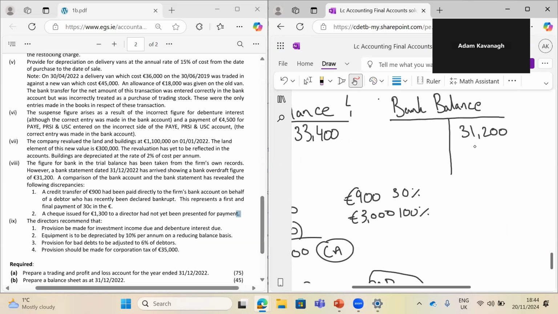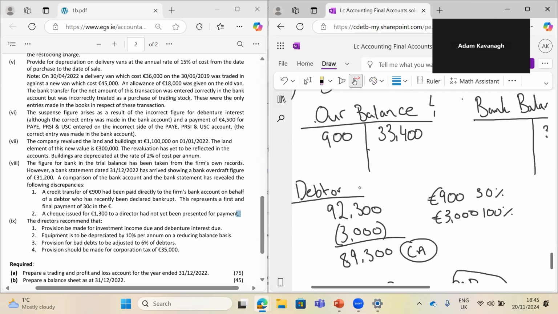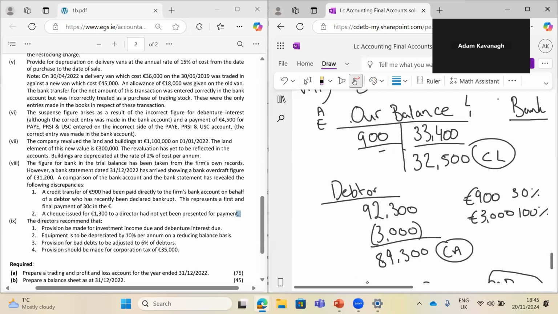And if we write a check for someone, it's going to reduce our bank balance. So it's going to go on this side, 1,300, which will give you 32,500, and that's a current liability. Now our bank balances should match. So let's check the other side. So it's going to be 33,400 minus 900 will give you 32,500 of a current liability. Okay, so 32,500, you can see those figures both match. So that is that adjustment finished.